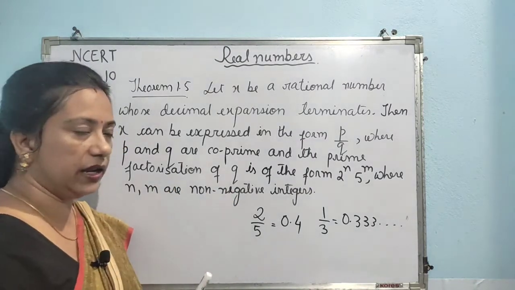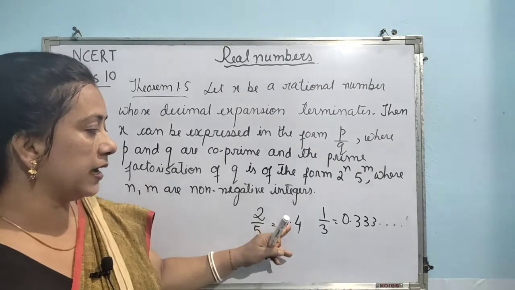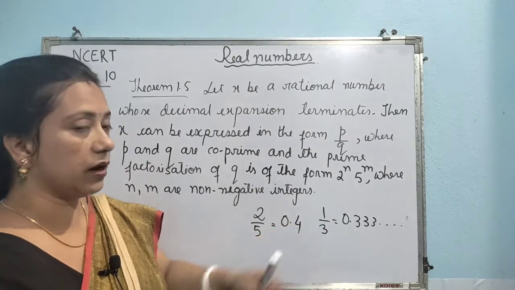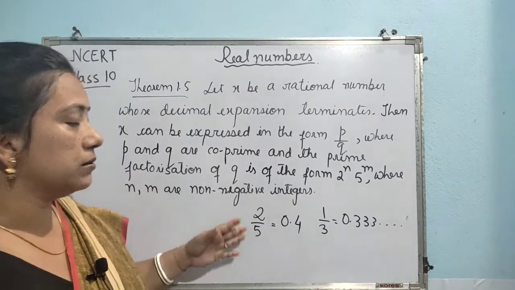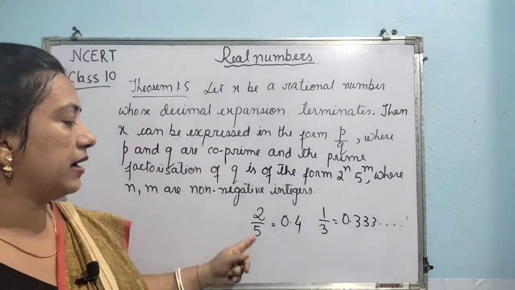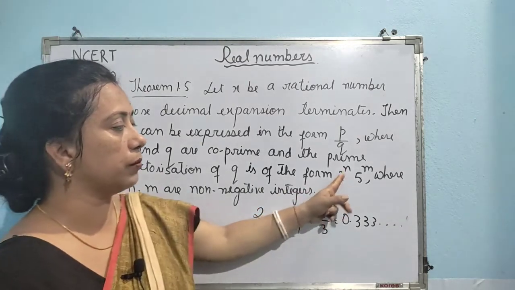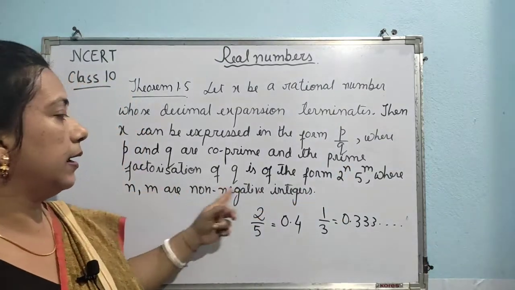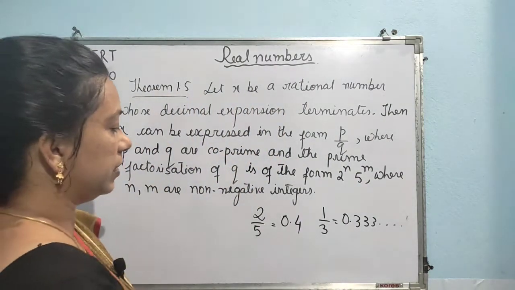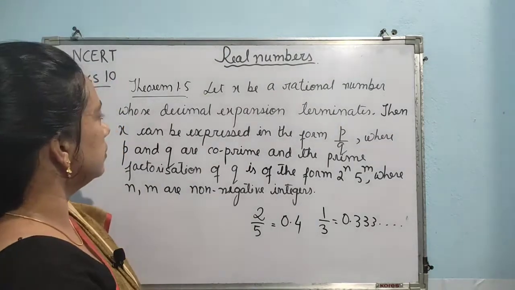So you can think of any rational number which is terminating. Here it has terminated after one decimal place. There may be cases where it terminates after 2 or 3 decimal places, but the main thing is that it terminates somewhere. If it terminates, then definitely that rational number will have the denominator q in the form 2 to the power of n, 5 to the power of m, where m and n are non-negative integers. Any terminating rational number will definitely have the denominator in this form. So this is the first theorem, theorem 1.5.